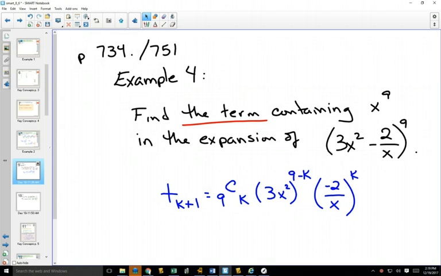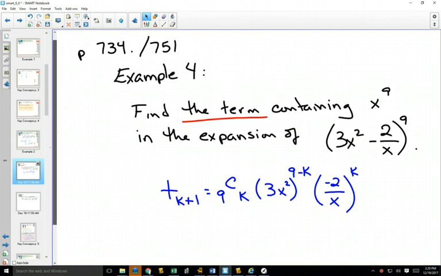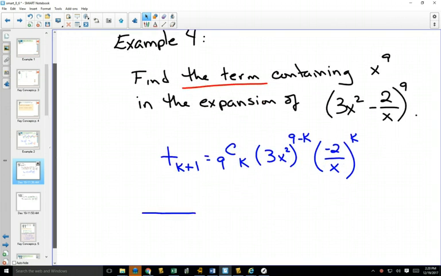Now, we do know that whatever term it is that we find, so this t sub k plus 1 on the left, is going to be something x to the 9. That's what we want to find. And so I'm just going to rewrite what's on the right. It'd still be 9 choose k, 3x squared to the 9 minus k.